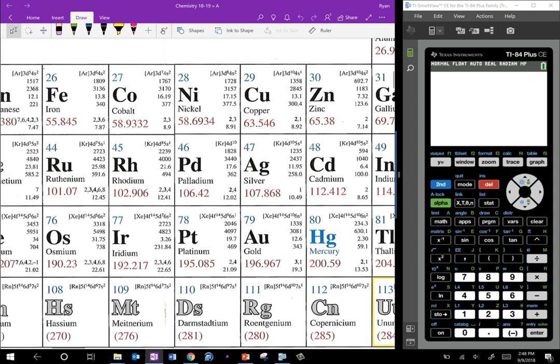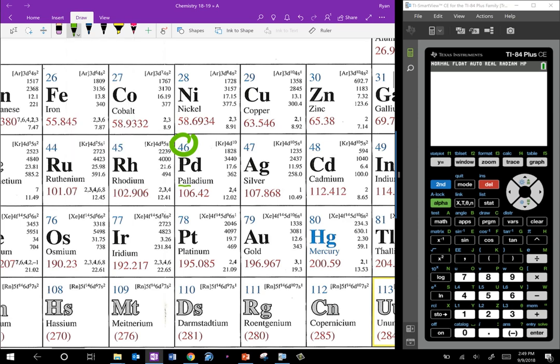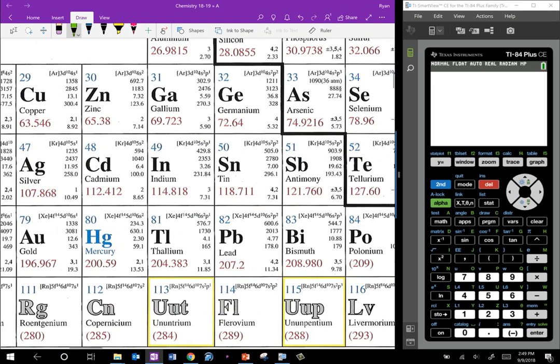It's element number 46. And that atomic number 46 is going to be a key piece of information, because that atomic number is what we're going to use to start out some of our work here as well. And then the element that we're talking about is palladium. So palladium, the element's name, is given to us right here.